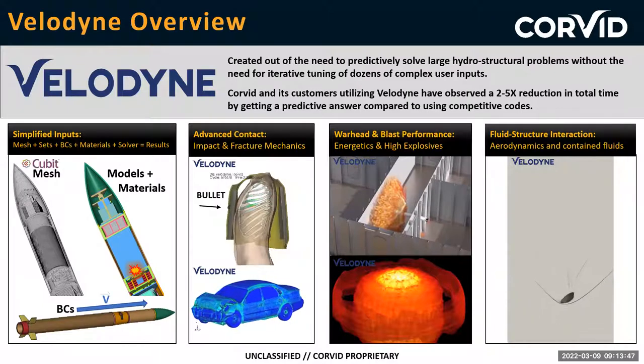Moving to the right, for warhead and blast performance with energetics and high explosives. This has been a big part of our engineering services business at Corvid with the DoD, but we're also working with a couple of companies in the oil and gas space for modeling fracking charges and rig safety predictions from blast. So these are other areas where, even though in the oil and gas industry they're not necessarily trying to blow things up, being able to predict this type of phenomenon can be important to the engineering teams or to the safety teams in those respective industries.